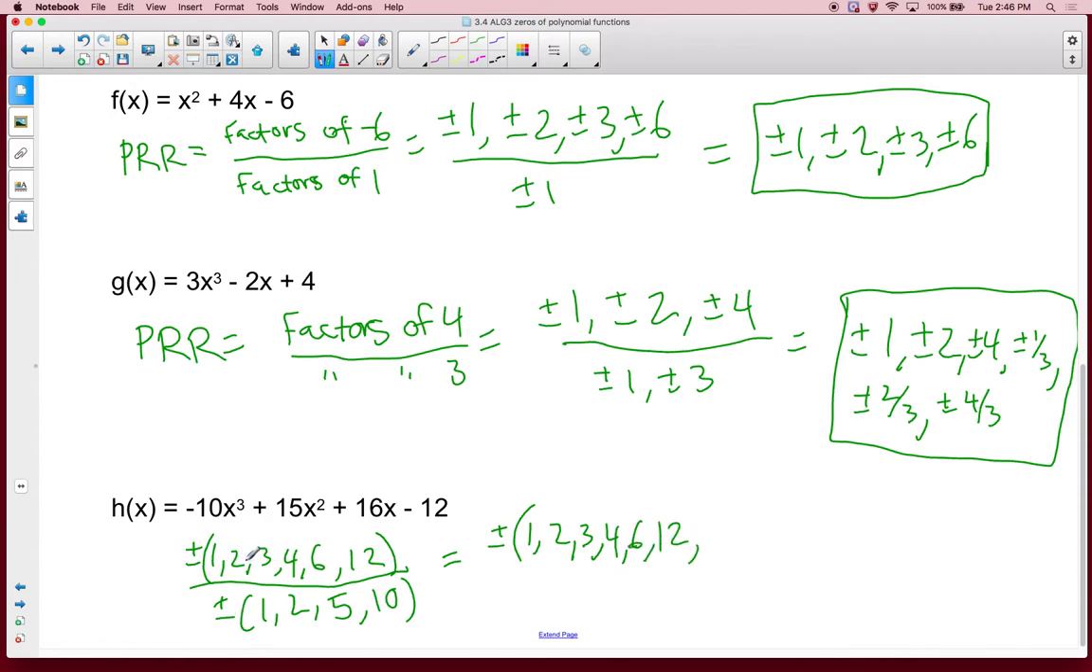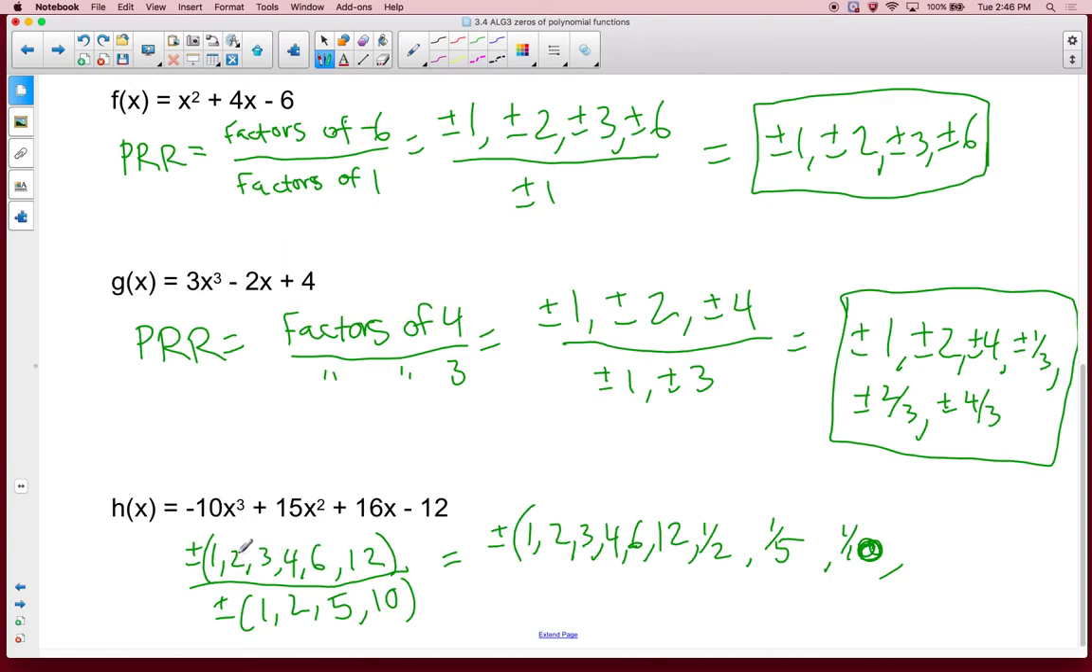Now I have to divide each one by 2. 2 over 2 is 1, we already have. 2 over 5 we need. Starting with, let me erase that. I should do it for the 1 first. So 1 over 1, now I have to divide each one by 2. So 1 over 2 is a half. Then I have to do 1 over 5. Then I have to do 1 over 10.